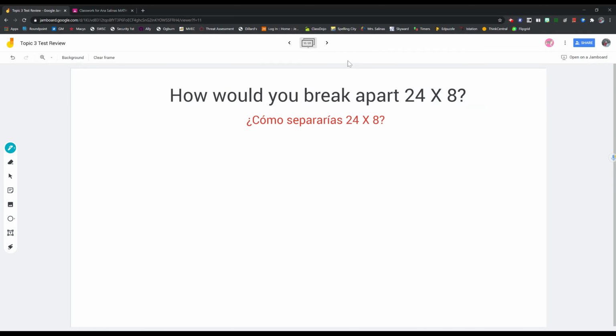How would you break apart 24 times 8? We always break apart the larger number. So 24 times 8, we're going to break apart 24. So I can break apart 24 into 20 and 4. Why 20 and 4? Because 20 plus 4 is 24.